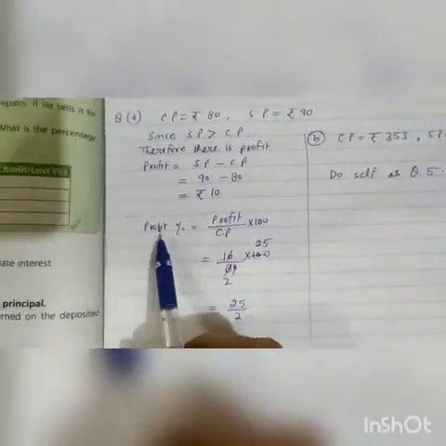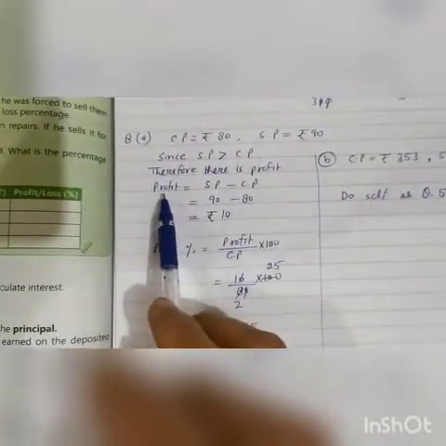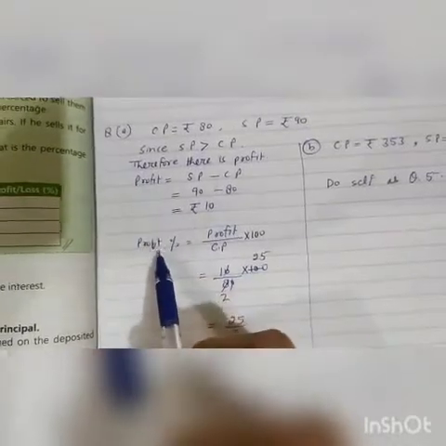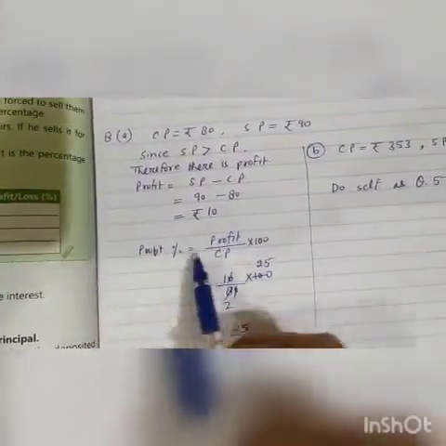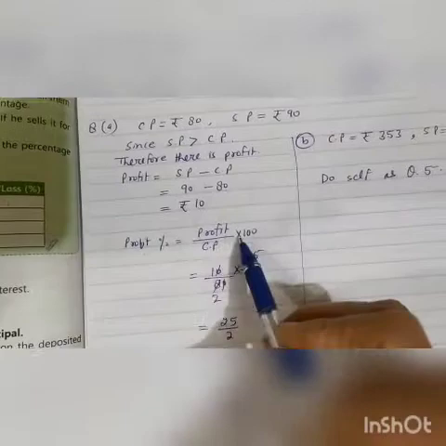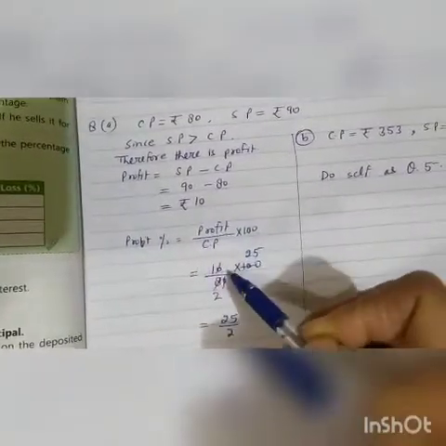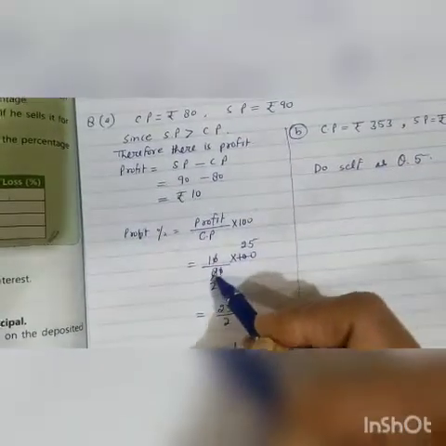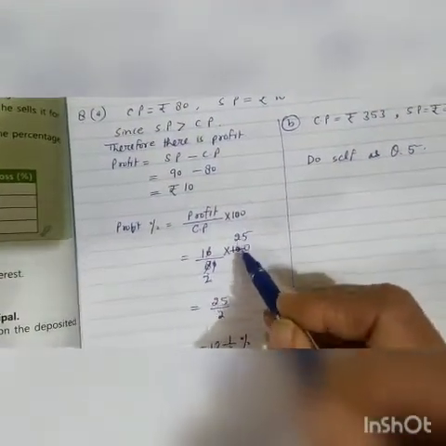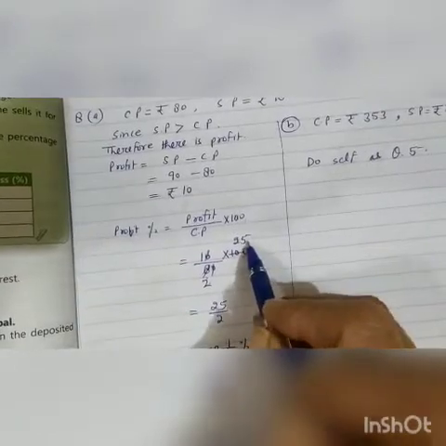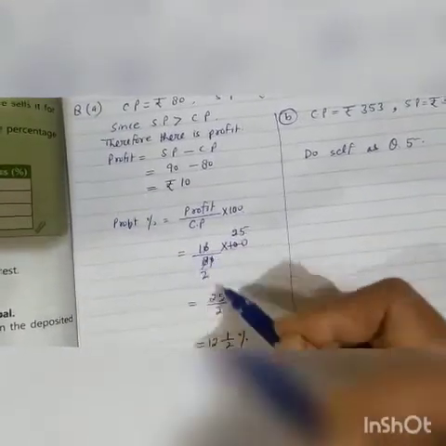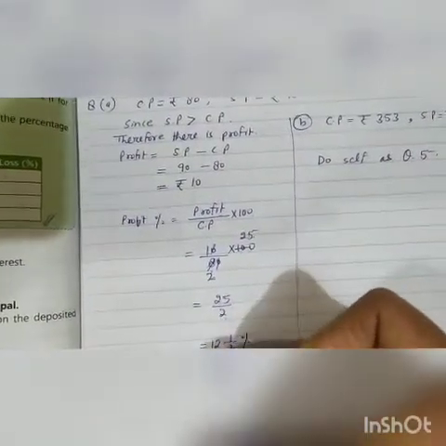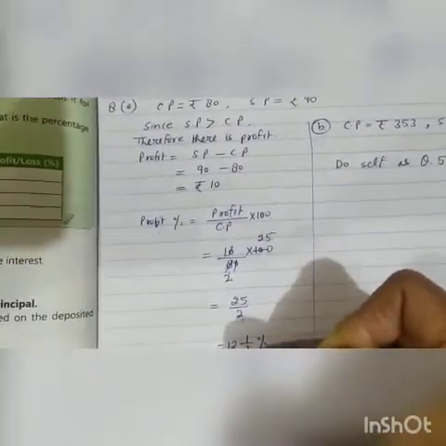Now we will find profit percent. Since here it is profit, we will find profit percent. If it is loss, then we will find loss percent. So profit percent is equal to profit upon CP into 100. Profit is 10 rupees, CP is 80 rupees, into 100. 0, 0 cancel, 8 2s are 16... 4 2s are 8, remainder 2, it becomes 20, 4 5s are 20. Then 25 upon 2. When we divide this 25 by 2, we get 12 and 1 upon 2 percent.